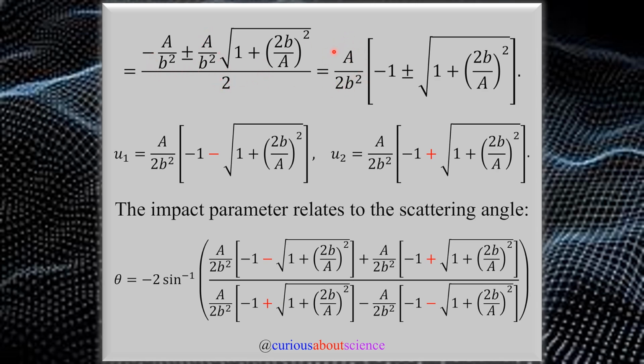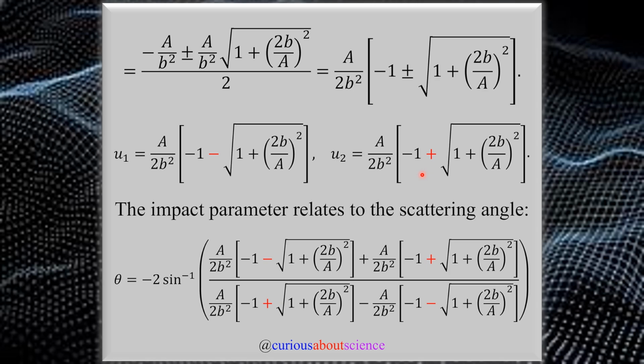We see we have a big factor out front of a over 2b squared with -1 plus or minus the square root. Now, since we made it the case where u2 was greater than u1 with the roots for this case, especially when we're finding the integral limits, we see here that u1 has to take the negative sign and u2 has to take the positive sign.